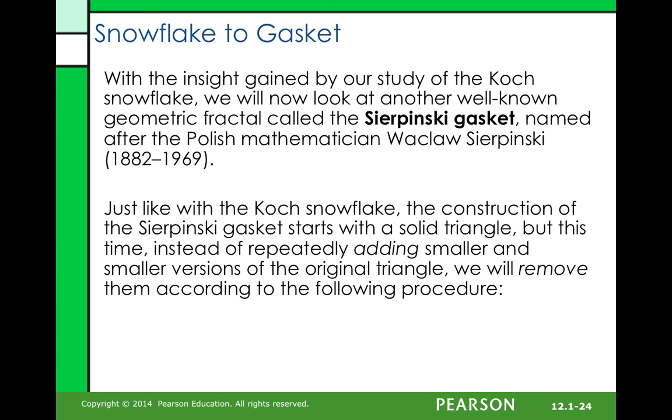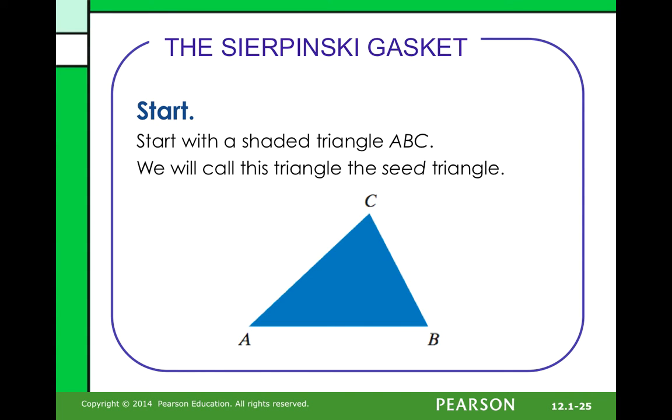Okay, so let's now move on to the second fractal. The second fractal is called the Sierpinski gasket, named after the Polish mathematician Sierpinski. Just like with the Koch snowflake, the construction of the gasket starts with a solid triangle. But this time, instead of repeatedly adding smaller and smaller versions of the original triangle, we will remove them according to the following procedure. So again, last time with the Koch snowflake, we glued more and more triangles on. We added smaller and smaller triangles. This time we're going to delete smaller and smaller triangles.